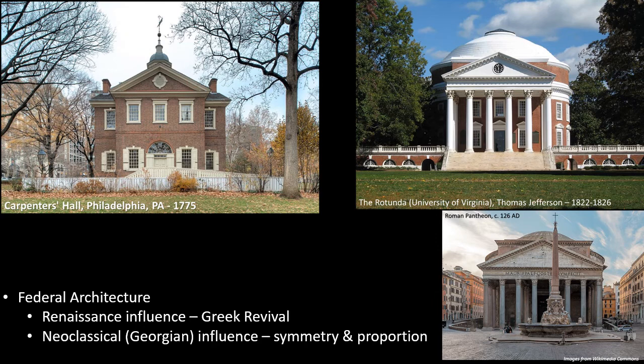Over here on the top right, this is the rotunda at the University of Virginia. The architect on this is Thomas Jefferson. The Jefferson Memorial in Washington, D.C. is really kind of based on this structure. So is, to a certain point, Jefferson's home at Monticello in Virginia. That structure is kind of like a modern copy of the Roman Pantheon.